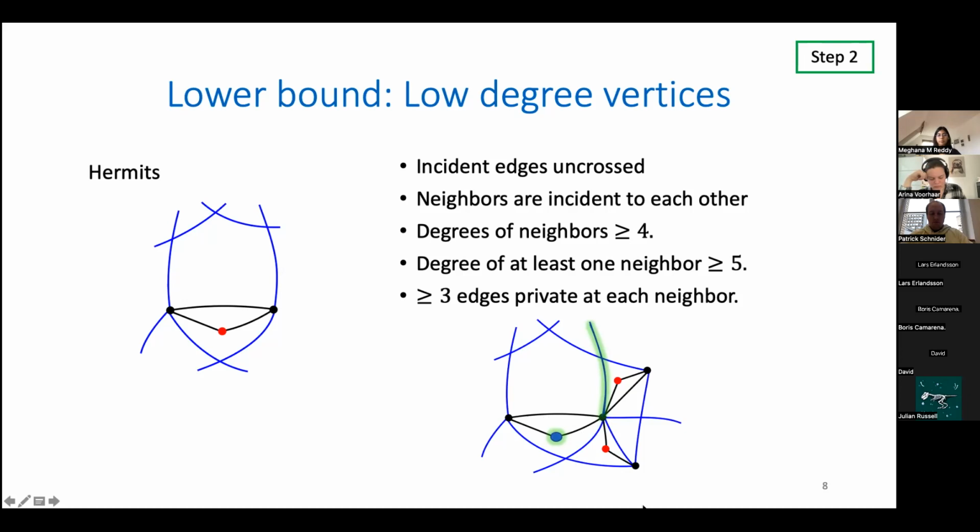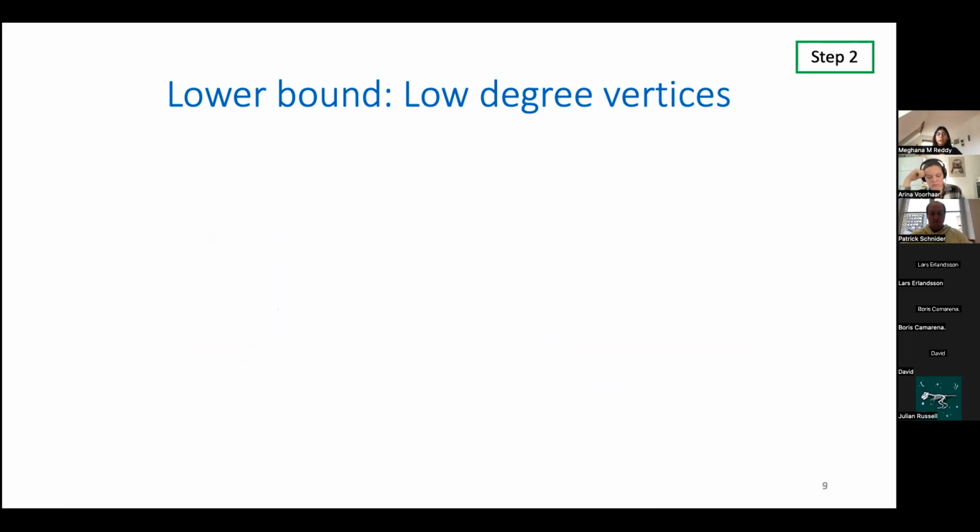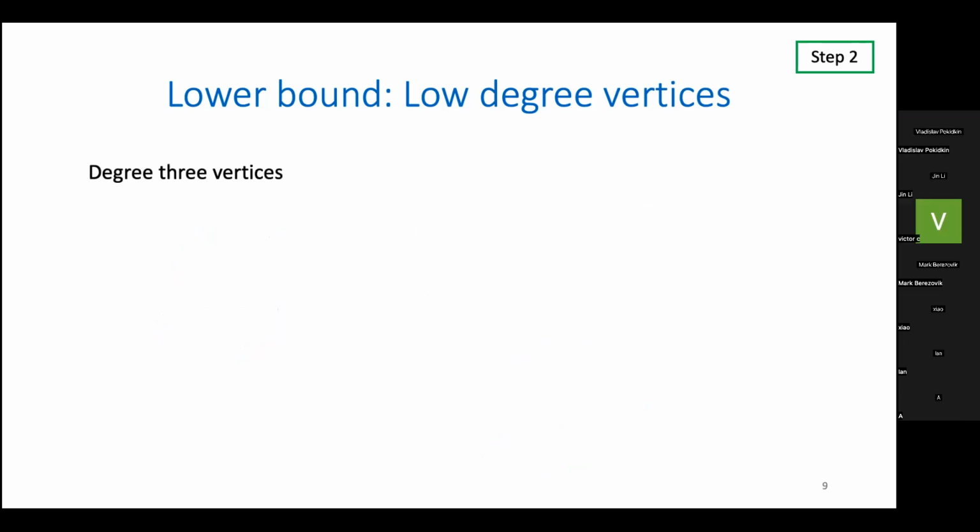So this finishes the hermits, or how the hermits look. We know how hermits are, we know the degrees of its neighbors, and we know how many private edges each hermit has. Now we also have to look at the other low degree vertices, which are basically degree 3 vertices. Let me quickly give you an overview of how these would look. We would not go into the details.